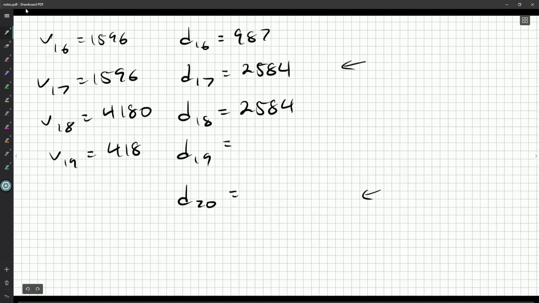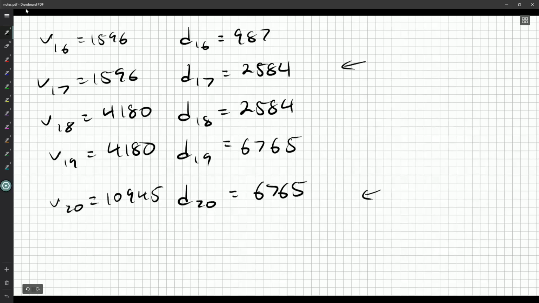19, copy the same number, add on 2584, and add on 1. 6765. And then add on 4180. 10,945. So let's just quickly add up the 17 and 20 lines to make sure I haven't made an arithmetic mistake somewhere, maybe forgotten to add on a 1 somewhere. 1596 plus 2,584. 4180. I feel like that was a number they gave us.